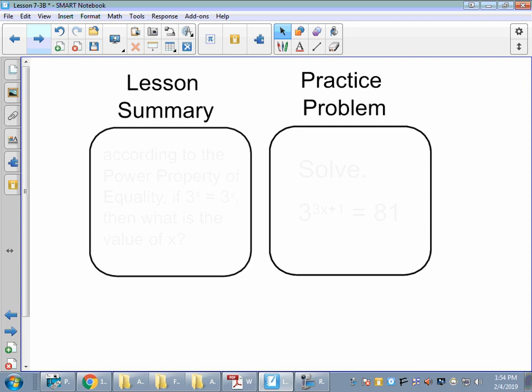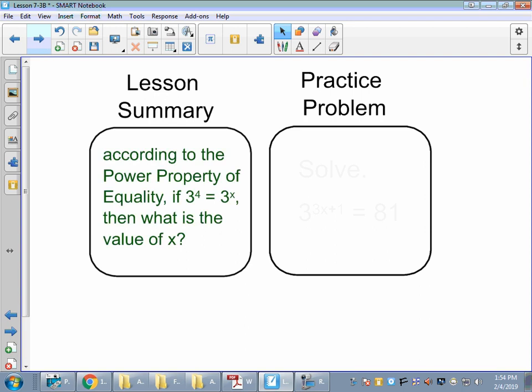Okay. Our lesson summary: according to the power property of equality, if 3 to the 4th power equals 3 to the x power, then what is the value of x? You should be able to figure that out pretty easily. And here we're going to solve 3 to the 3x plus 1 power equals 81. That's very similar to number 2 if you look at it. That should help you out a little bit, but solve that problem.